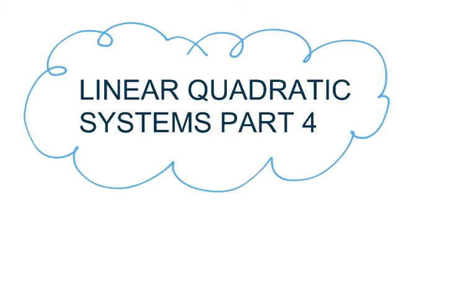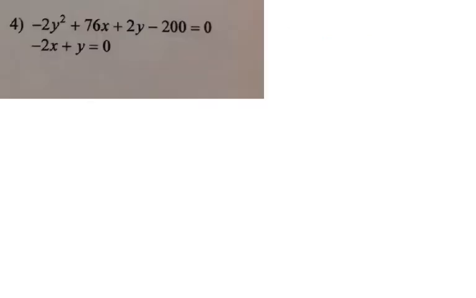Okay guys, I was asked by another one of your classmates to do problem number 4 from today's worksheet. Let's go. So here's problem 4. Just want to remind you guys, if I solve for x, I'm going to have to end up dividing by -2, and I'm going to have a fraction. That's why whenever possible we avoid fractions, right?